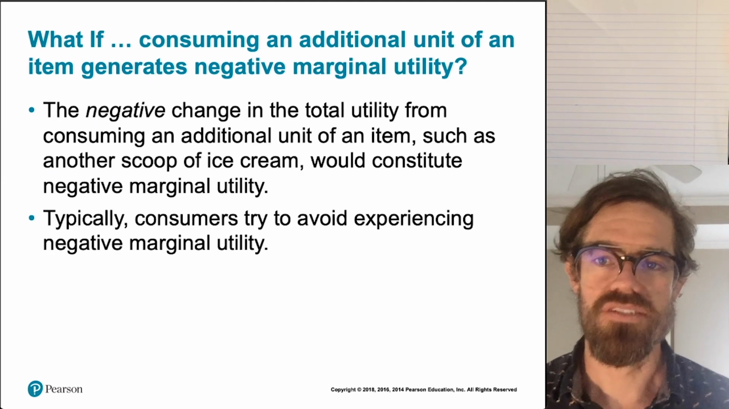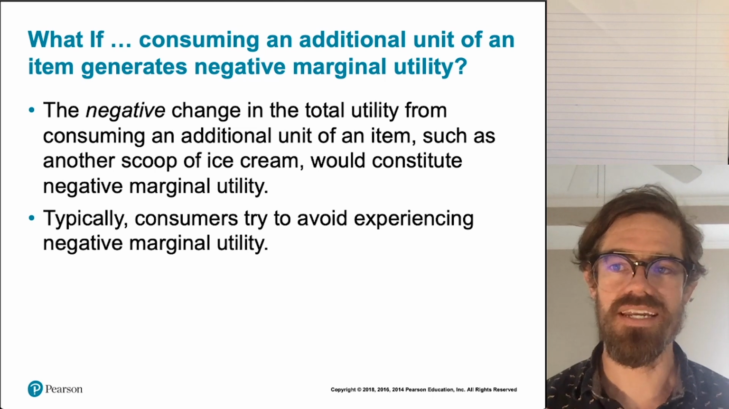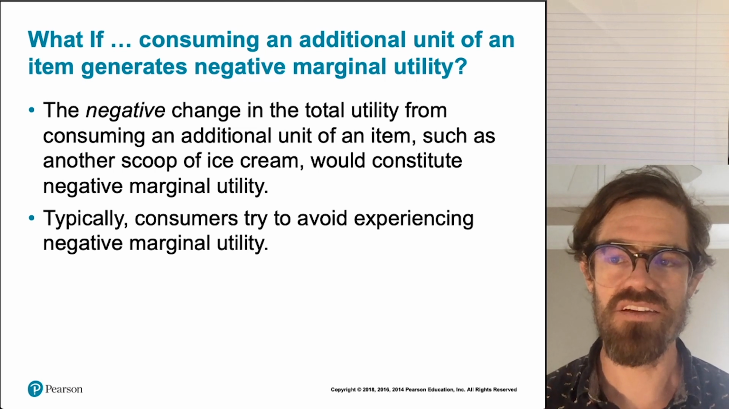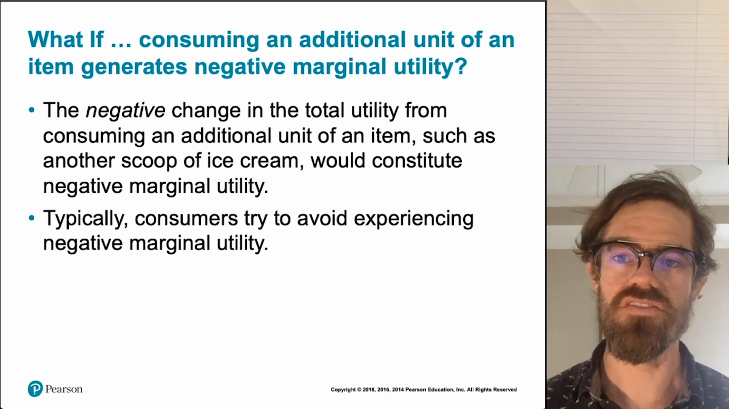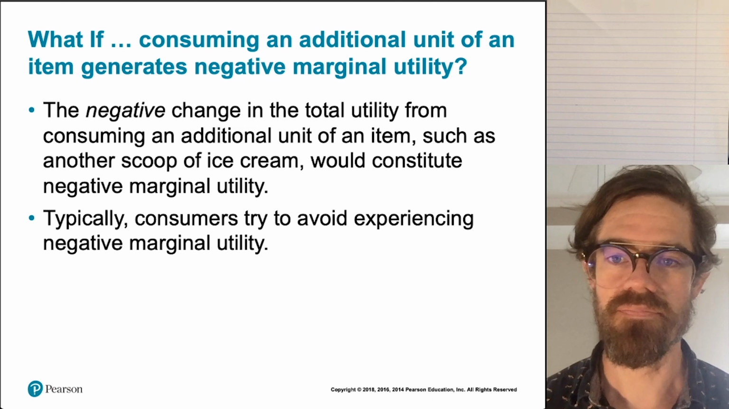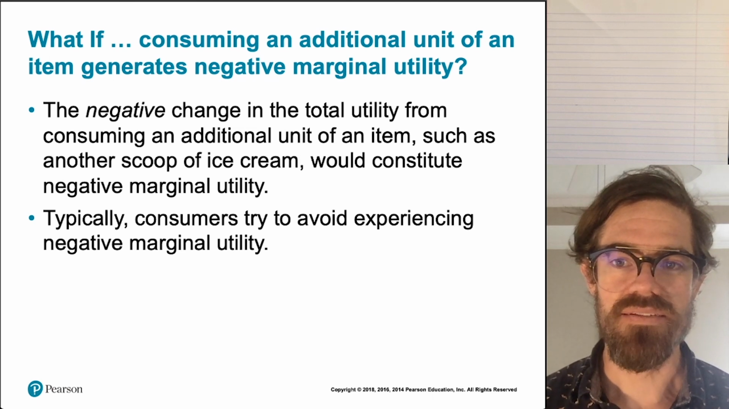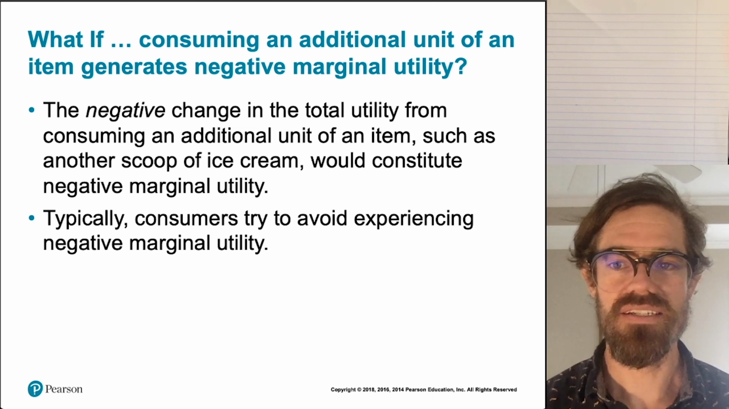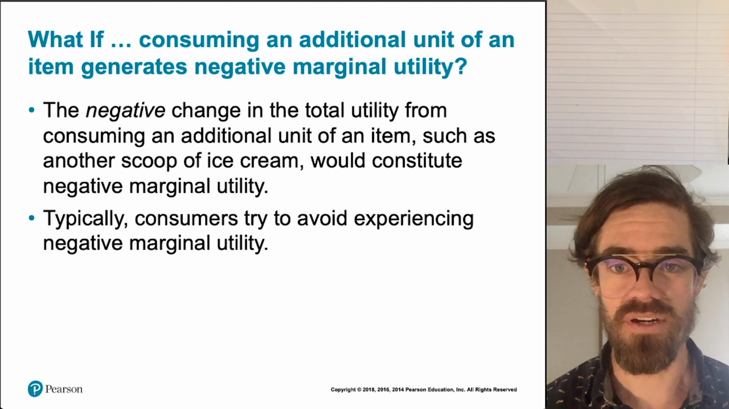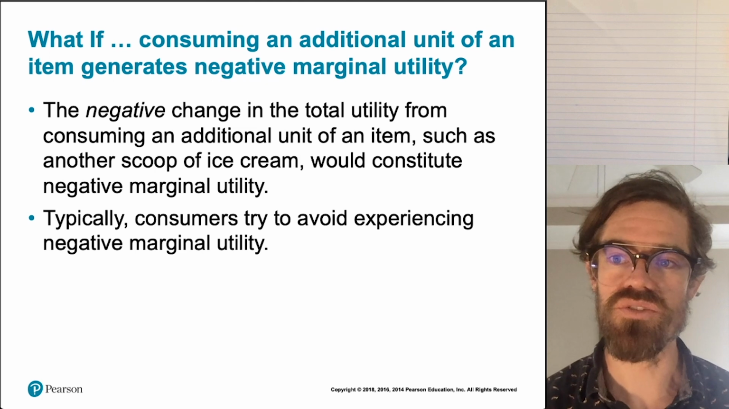All right, so think about this. What if consuming an additional unit of a good generated negative marginal utility, or negative additional satisfaction? Well, what does that mean? It means that's how it's changing total utility, right? And if it's negative, it means it's reducing total utility.